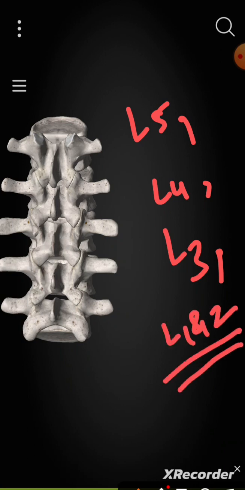Okay, this was a complete video of lumbar vertebrae. Next video I would post about the sacral vertebrae, so be with me. Just go through the video, keep the book in front of you, just see the images, labelings, and try to remember. Anatomy is all about imagination and keeping the structures in mind.